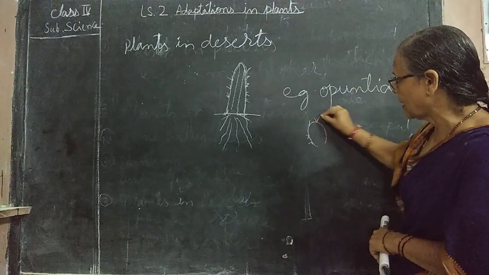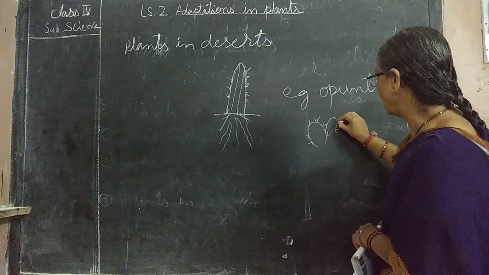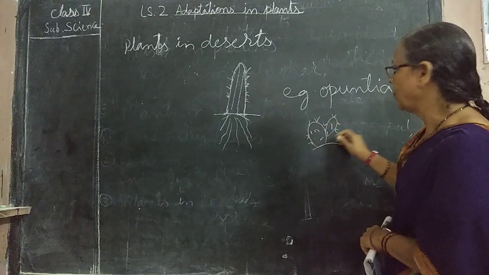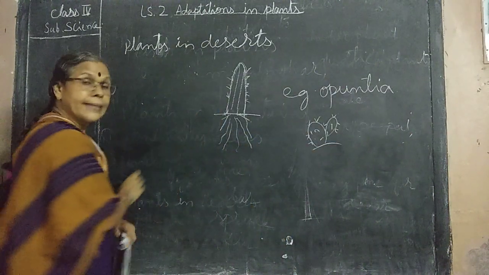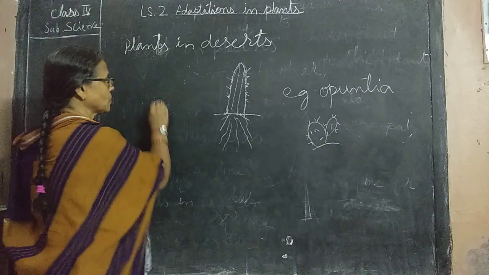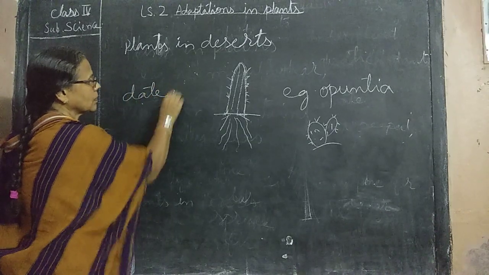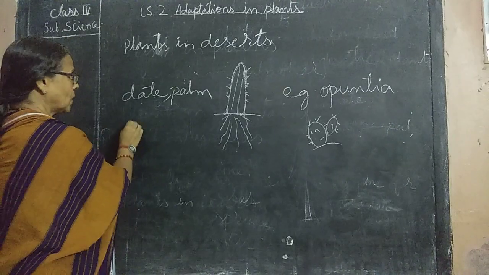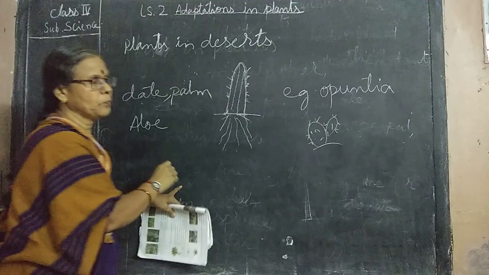Opuntia will be like this. The leaves are round in shape. You will not find colors also. These are the plants of opuntia. Now aloe vera is also a good one. Date palm. These are the examples of desert plants: date palm and aloe, A-L-O-E. Aloe is an example of desert plants.